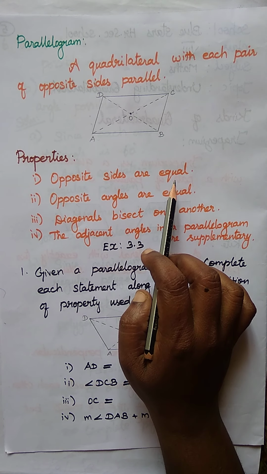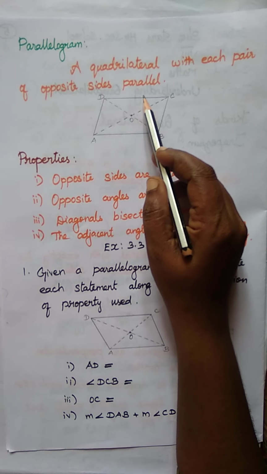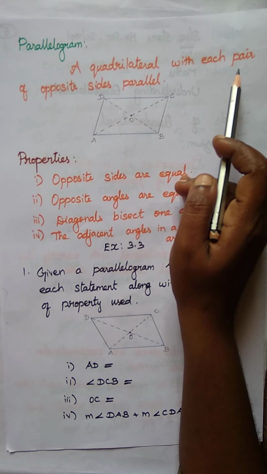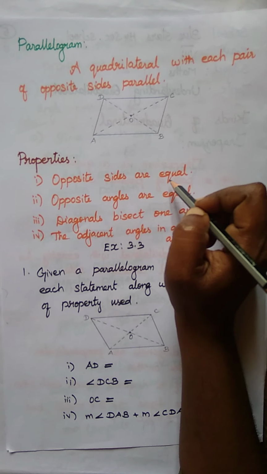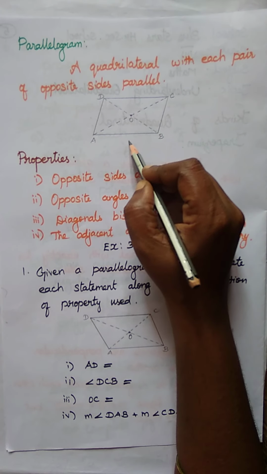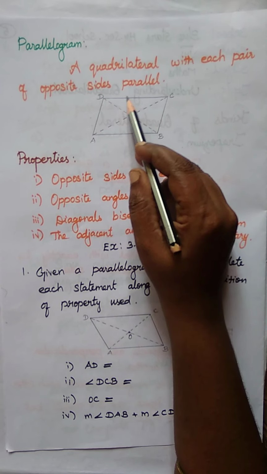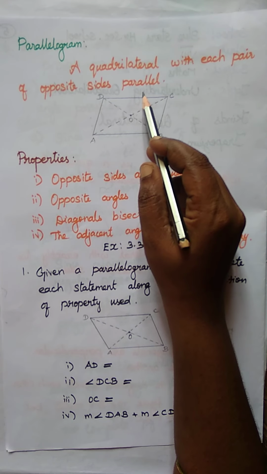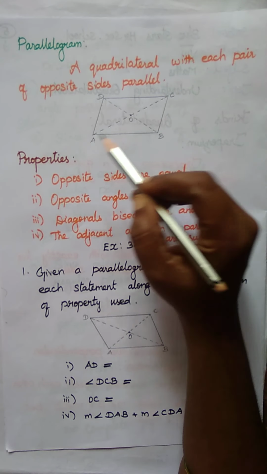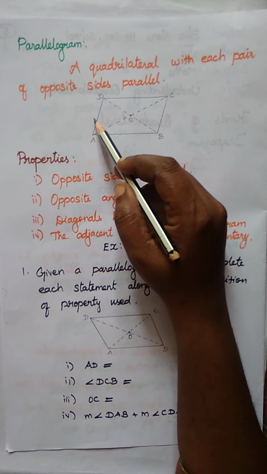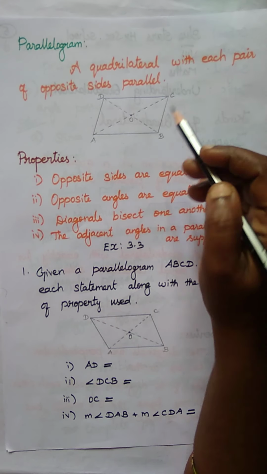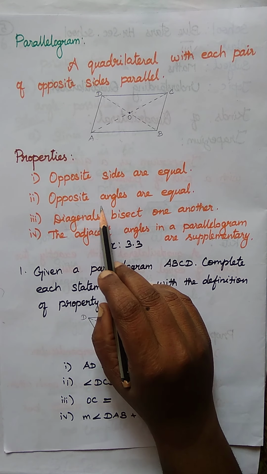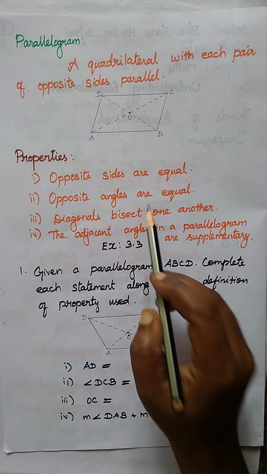Opposite sides are equal. We said opposite sides are parallel, and they are also equal. Here AB is 5 centimeter, DC is also 5 centimeter. BC is 3 centimeter, and AD is also 3 centimeter. So the first property is that opposite sides are parallel and equal.